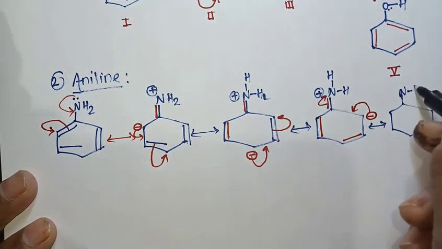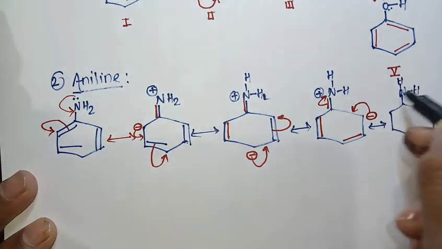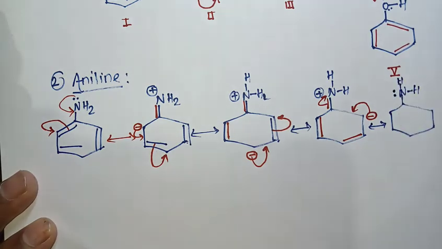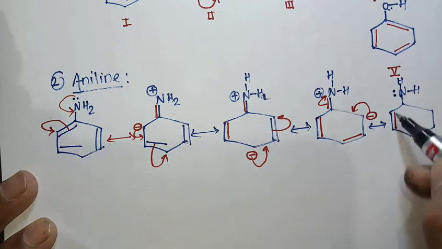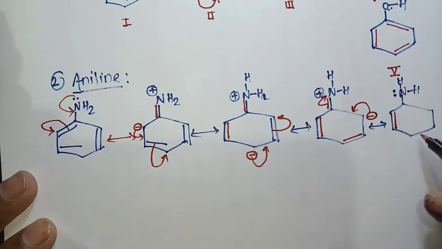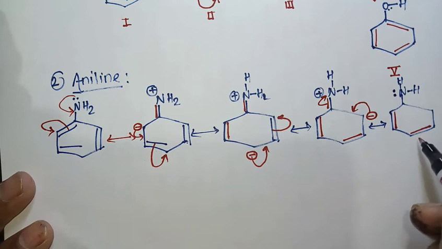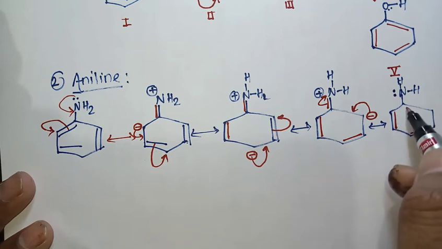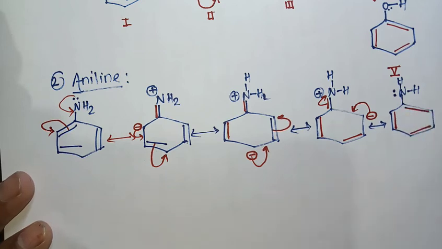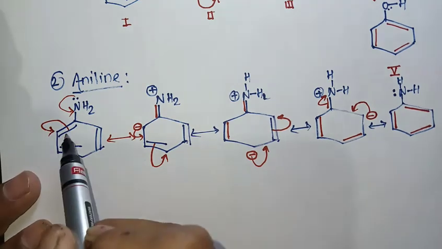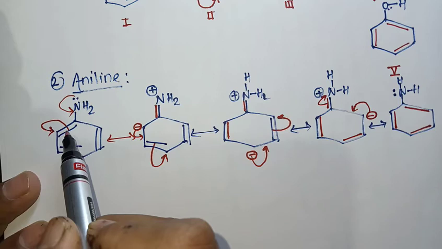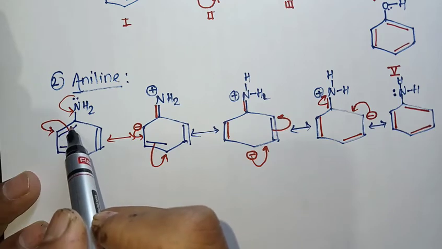N, here is H, here is H, and with this lone pair of electrons. These are newly formed bonds between carbon 2 and carbon 3, carbon 4 and carbon 5, and this is carbon 1 and carbon 6. So what we understood here, you can see the position of the pi bond.